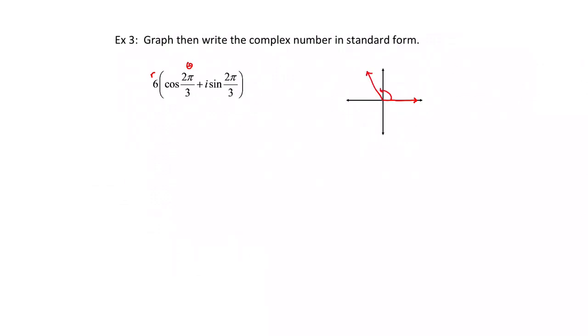So this would represent the 2 pi over 3. And then you would go 6 units out. 1, 2, 3, 4, 5, 6. And plot that point. So the point would be located approximately right there.